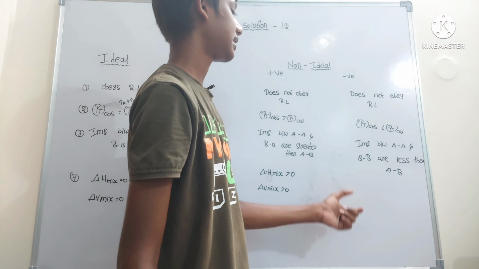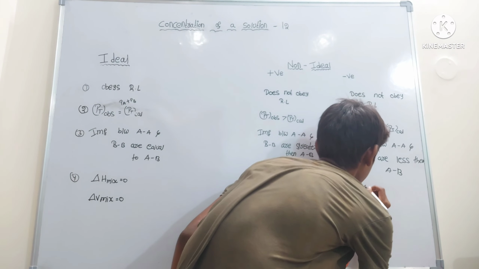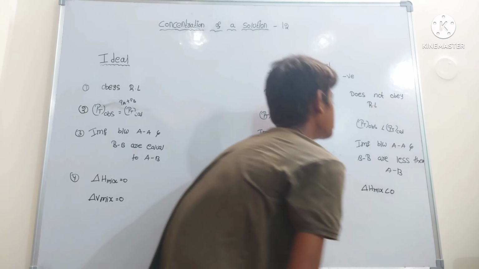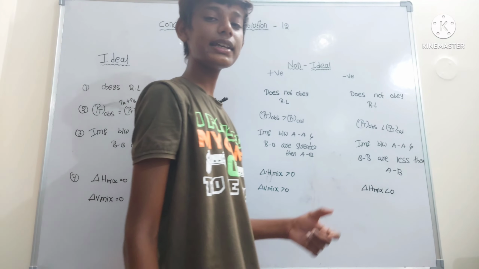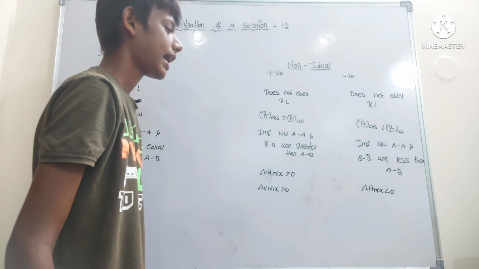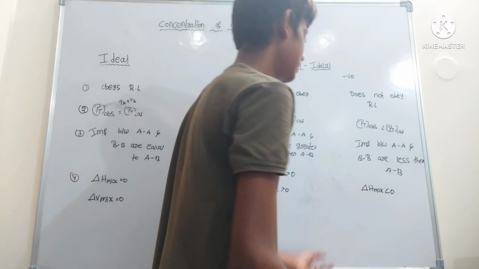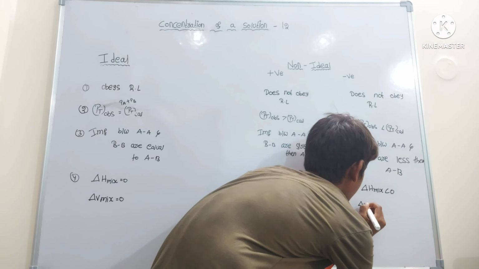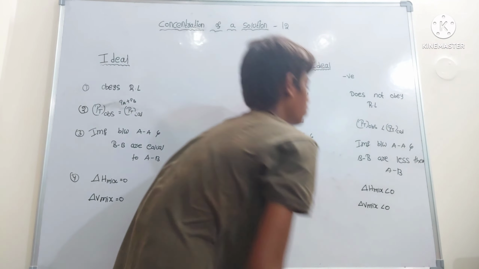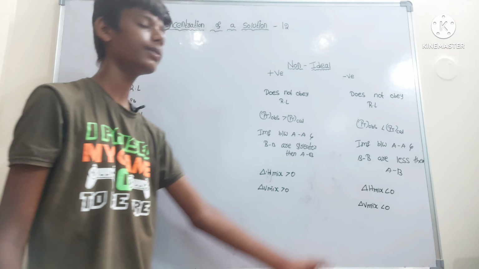In negative deviation, the enthalpy of mixing is negative, that is delta H mix less than 0, because more heat is released when new molecular interactions are formed. And second point, the volume of mixing is negative, that is delta V mix less than 0, as the volume decreases on the dissolution of components A and B.